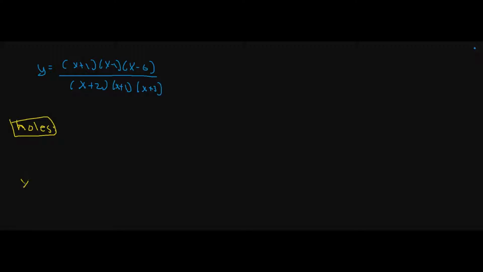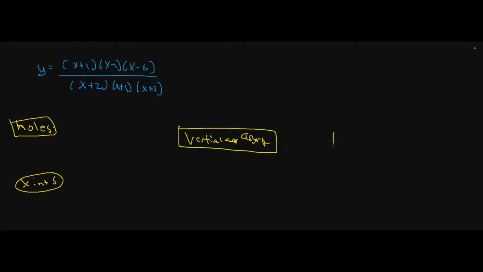We want to find the x-intercepts. We want to find the vertical asymptotes. And we want to find the horizontal. Okay, I know I spelled it pretty badly. I'm getting used to this here.